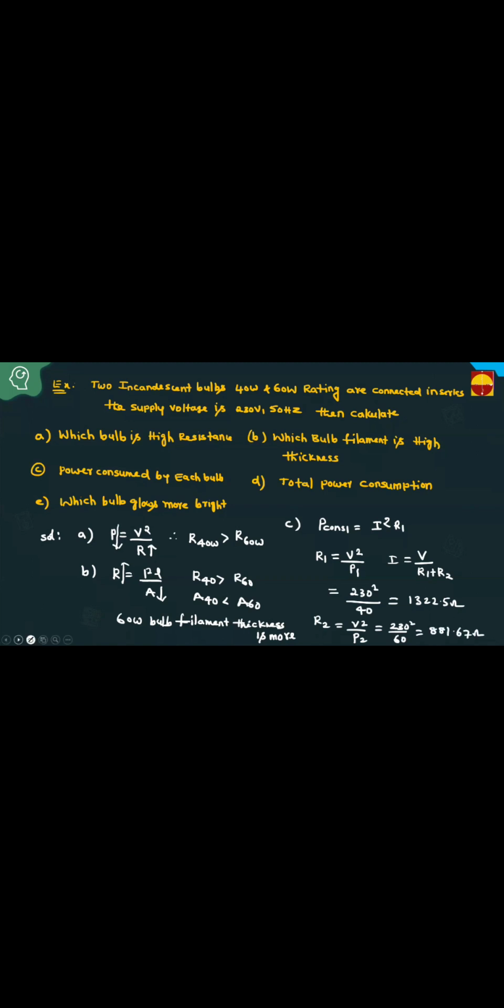Now you have to calculate the current. I equal to 230 by 1322.5 plus 881.67, approximately equal to 0.104 amperes we get. Then what is the power consumed by bulb 1? Power consumption of bulb 1 equal to 0.104 square into R1, that is 1322.5. This is equal to 14.4 watt.